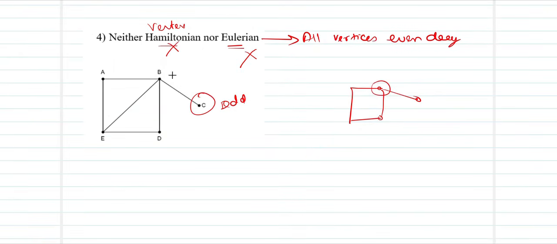So I hope these examples would have helped you to understand the concept of Eulerian and Hamiltonian graphs to a greater extent.